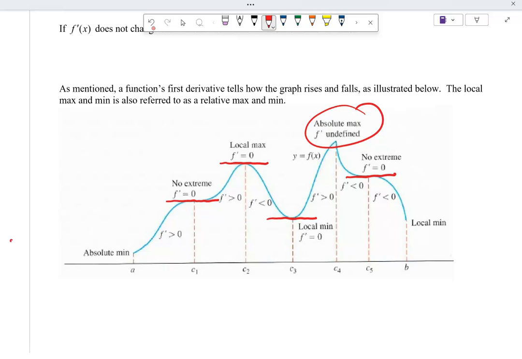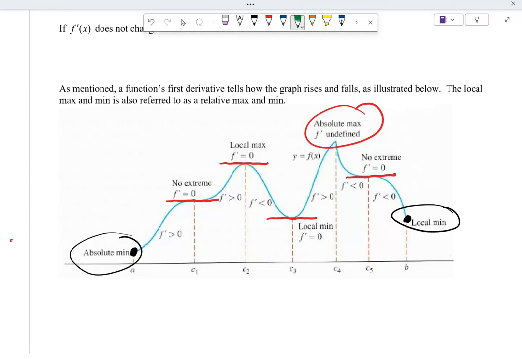Now in between that area, and I should put in here our endpoints. Notice that this endpoint is an absolute minimum. This endpoint over here is just a local minimum, okay? Now let's go in between them.